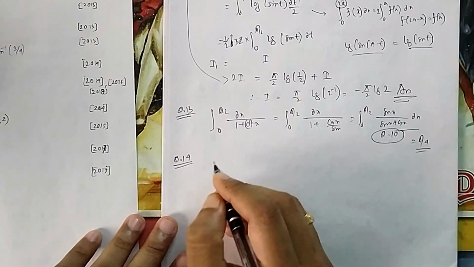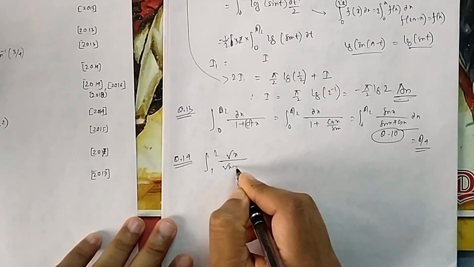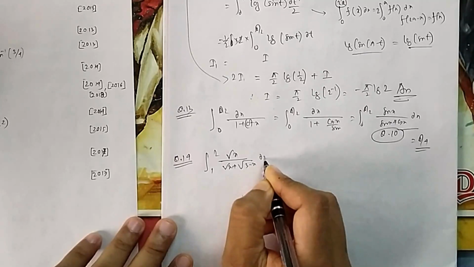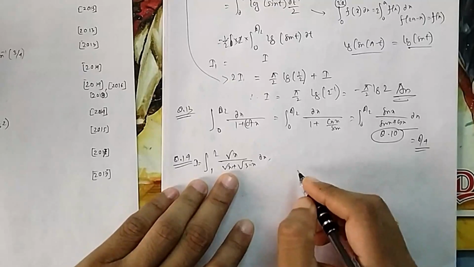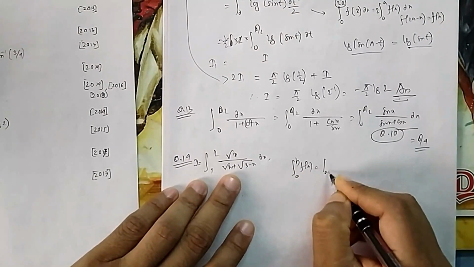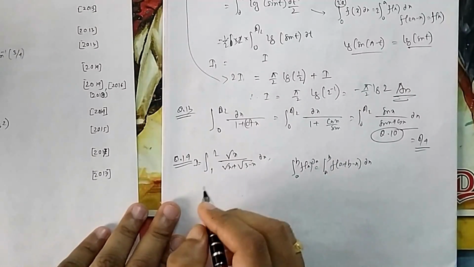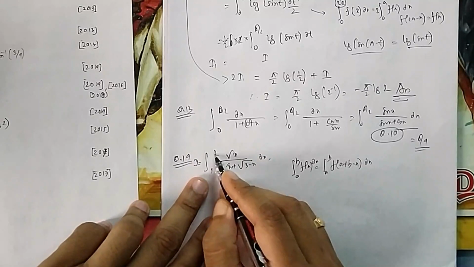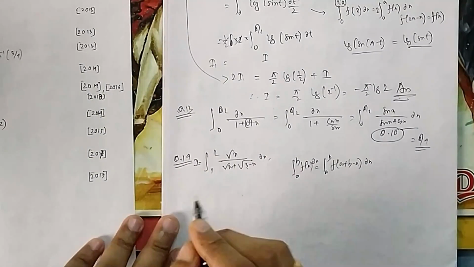Now if you come to question number 14, your question is integral from 1 to 2 of root x by (root x plus root of 3 minus x) dx. Let us consider it is I, and let's apply that property, the King rule: integral a to b f(x) dx is equal to integral a to b f(a plus b minus x) dx. If you apply this, you see there is a hint: 2 plus 1 is 3 is already there, so if you put it there, the 3 will get cancelled.